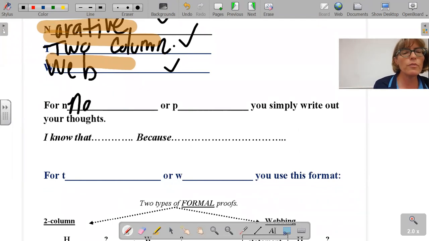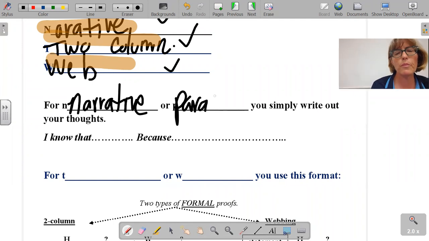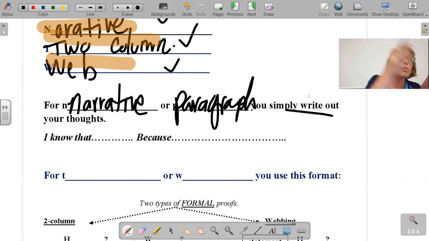For the narrative or the paragraph, you simply write out your thoughts. I know this because of that, this because of that, finally, etc. So it's like literally writing a paragraph.